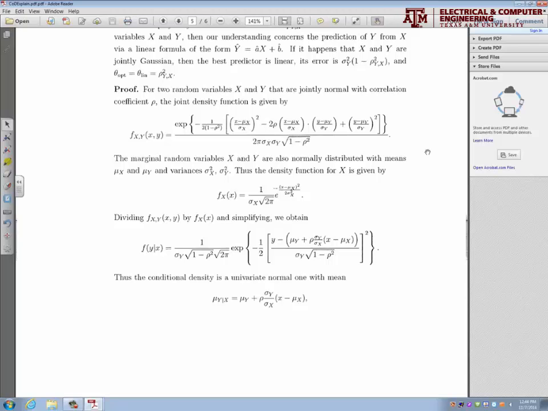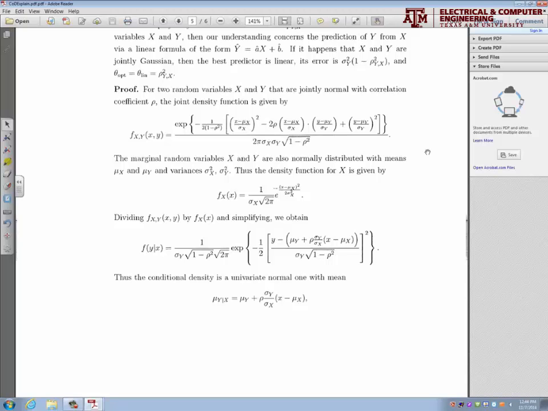Now, to get the conditional density function, remember that the best minimum mean square error estimate is the conditional mean. So if you have the conditional density, you can calculate the conditional mean from that. To get the conditional density function, you divide the joint density by the marginal density, and you get this expression.